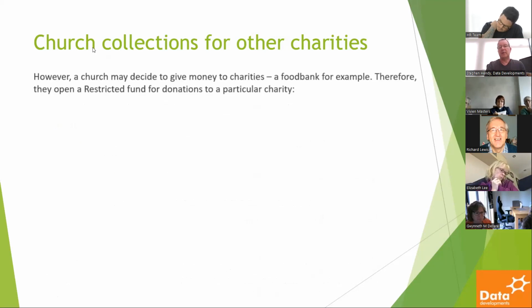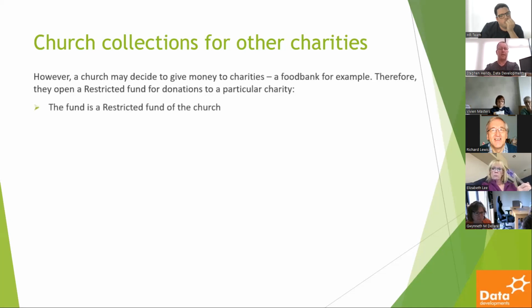However, a church may decide to give money to charities, a food bank, for example. So you might have a harvest collection and you decide that all the money that's raised from the harvest collection is going to go to a local food bank. And we're going to set up a restricted fund to make sure that all the money collected goes into that restricted fund and that goes off to the local food bank.